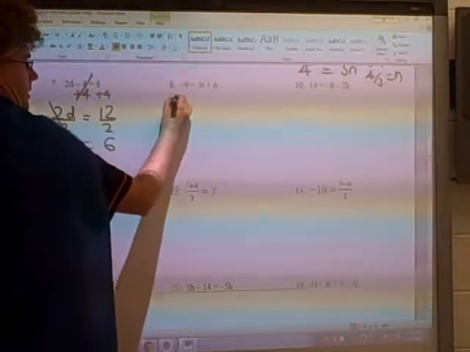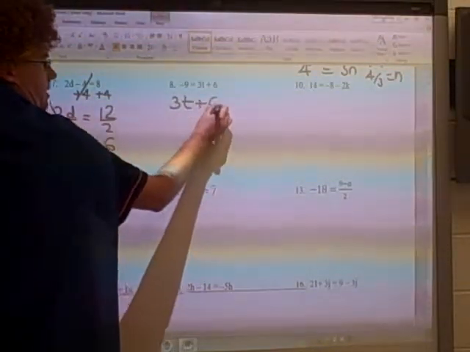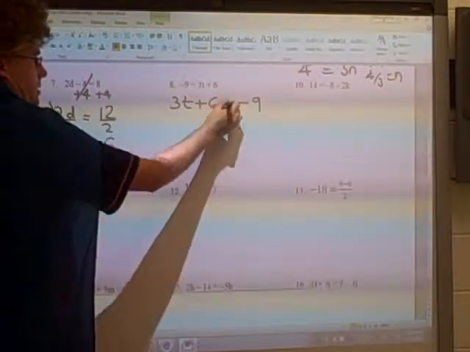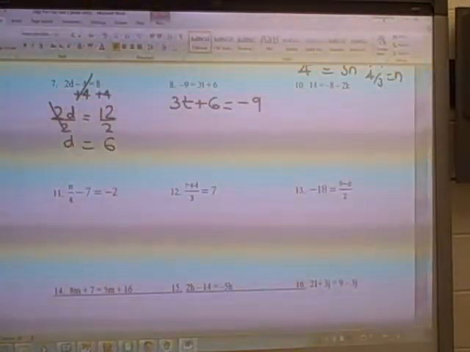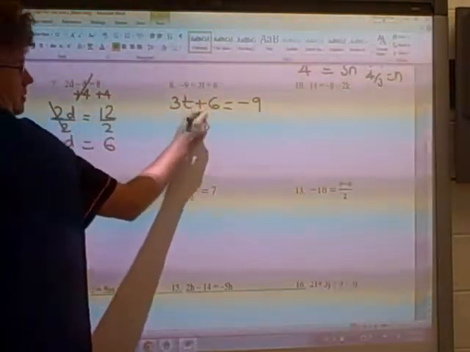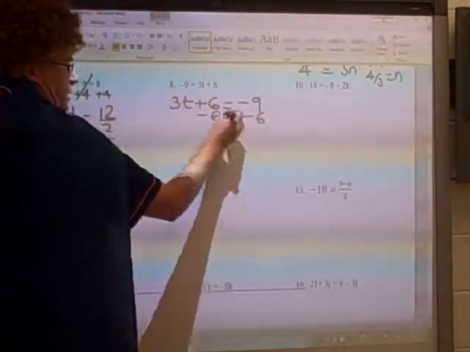I always prefer my letters on the left-hand side, so I'm going to go ahead and use the reflexive rule, just to switch those two over. And I'm going to leave my variable on this side, so I'm going to move the 6 to the other side. So I'm going to do the opposite here.